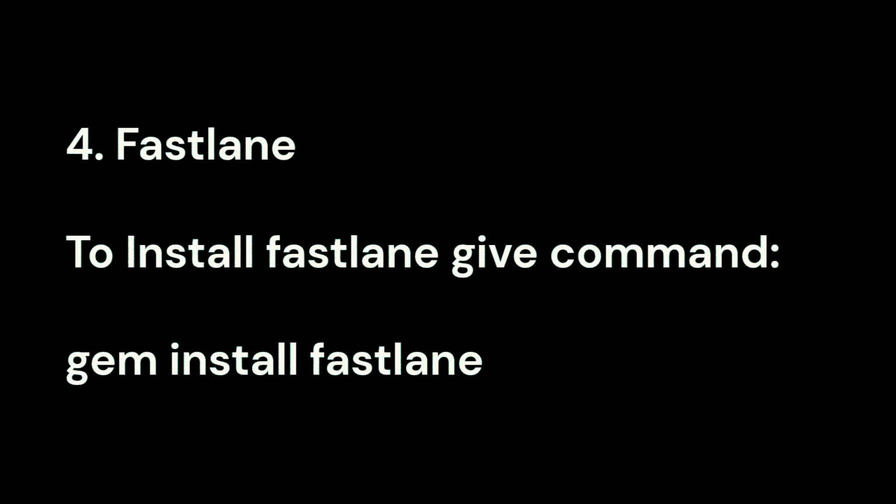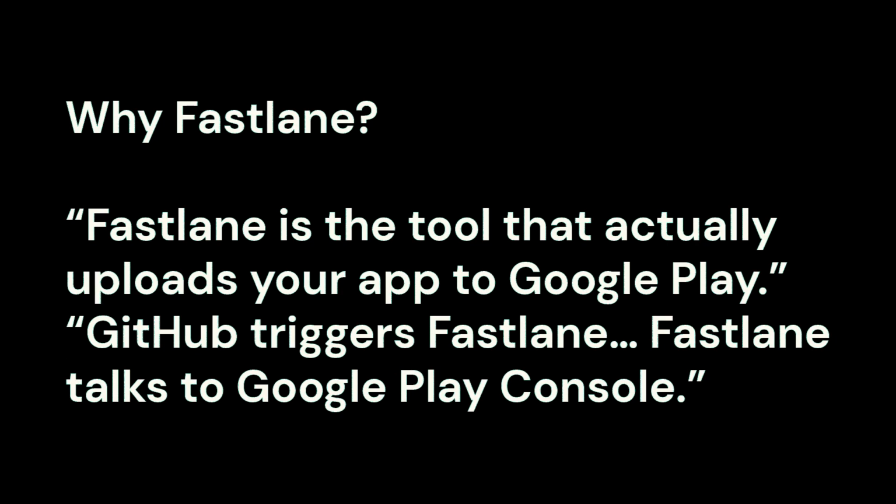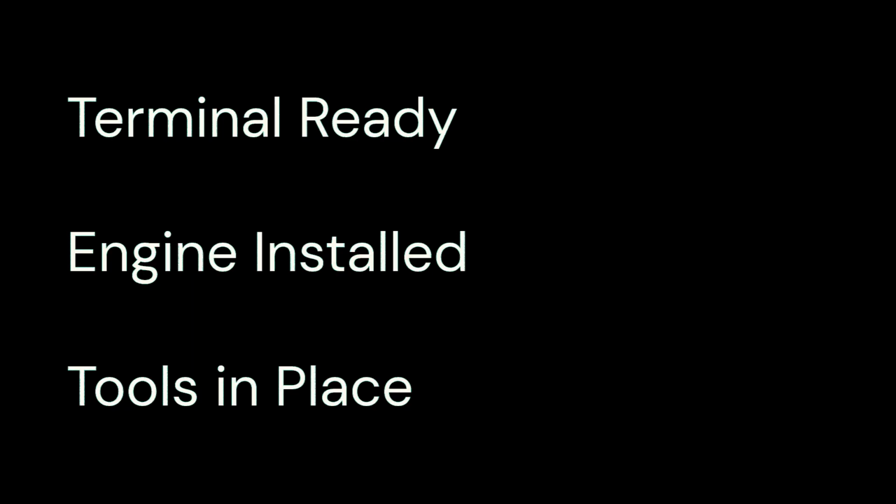4. Fastlane. To install Fastlane, give command gem install Fastlane. Why Fastlane? Fastlane is the tool that actually uploads your app to Google Play. GitHub triggers Fastlane. Fastlane talks to Google Play Console. And that's it. Your environment is now officially staged for automation. You've got your terminal ready, your engine installed, and your tools in place.